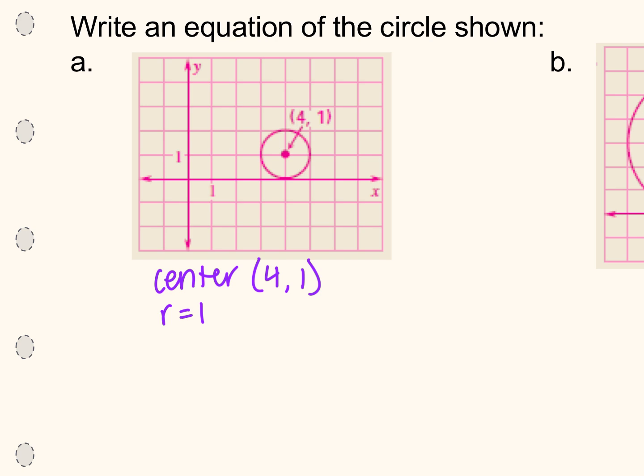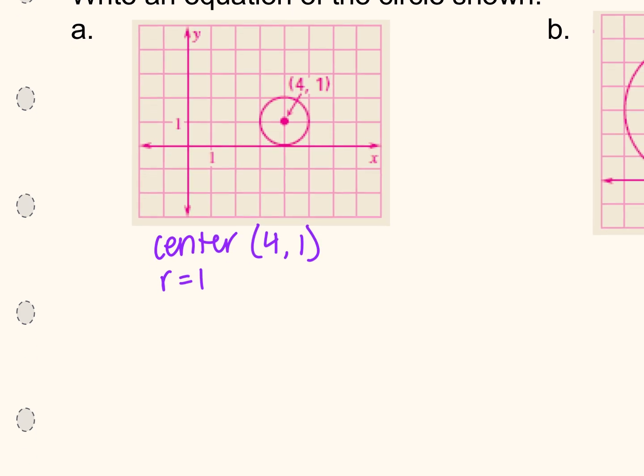Okay, so it wants me to, again, write an equation. So we have to remember our standard equation and plug in. I'm going to have x minus 4 squared plus y minus 1 squared equals, and what's 1 squared? 1. And that would be my answer for this one. Questions on this one? Again, this is when they're giving you a diagram.